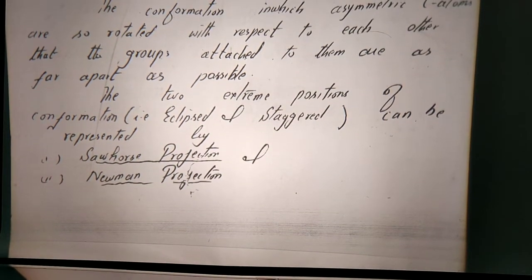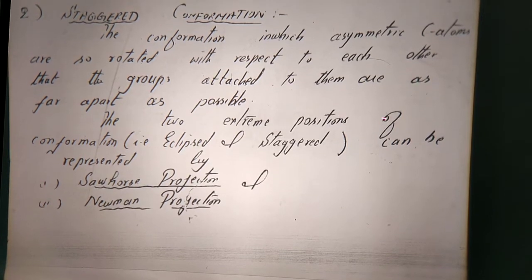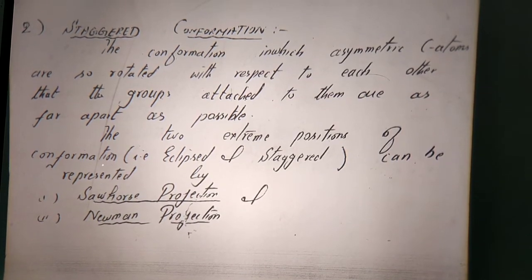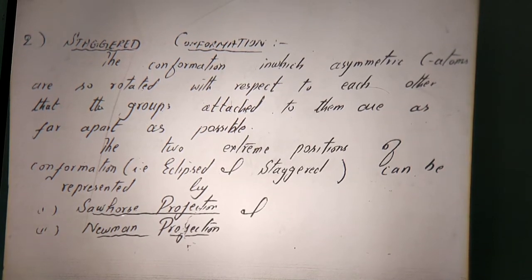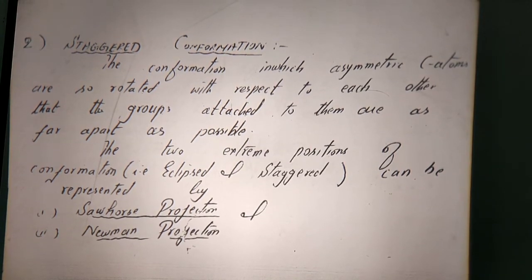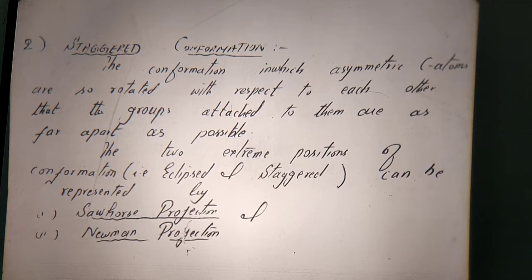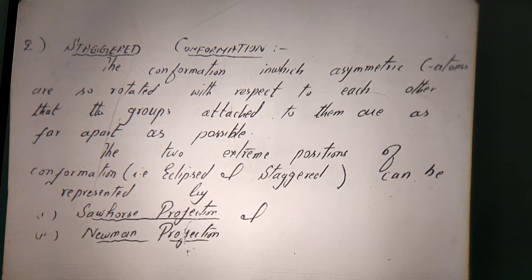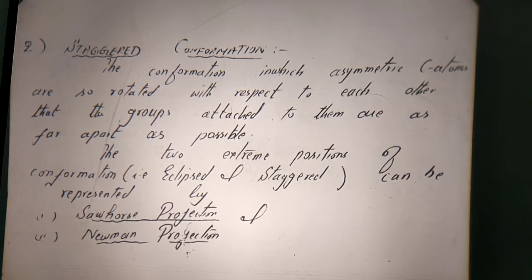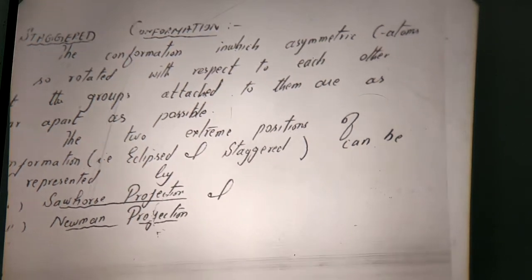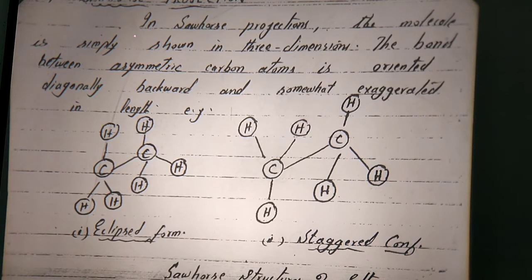The two extreme positions of conformation, eclipsed and staggered, can be represented in different ways. So there is another way to present the eclipsed and staggered forms. Number one is designated as the Sawhorse projection and number two the Newman projection. So we are going to deal with the Sawhorse projection first.